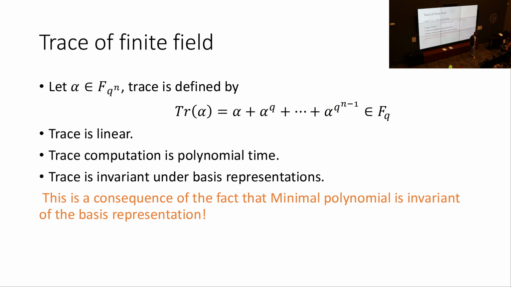The last thing, which is kind of intrinsic, is that the trace is invariant under the basis transformation. It does not really matter what you are computing. What really matters is that you are computing the finite field element, not the representation of the finite field. This is a consequence of the fact that the minimal polynomial is invariant. So trace is like the first coefficient, and everything follows, like trace, norm, and everything remains intact when you take this minimal polynomial of the finite field element.